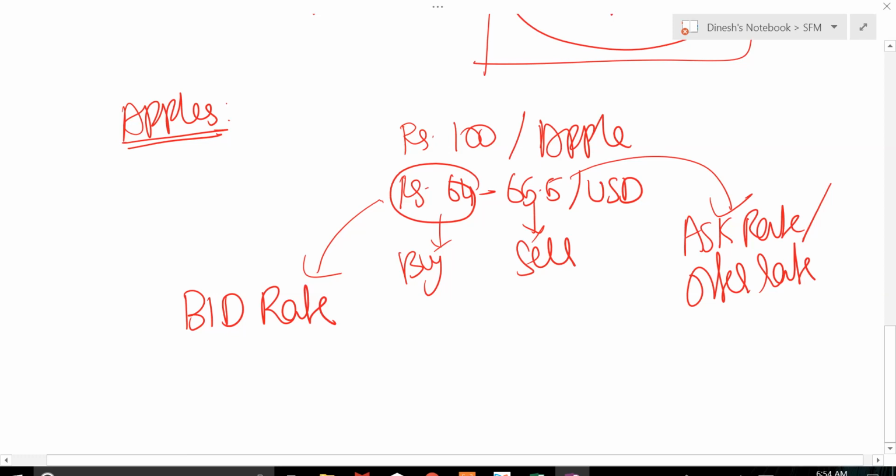The difference is called the spread. So in this case, the spread is 1.5. Technically, the profit is 1.5. Any doubts on bid rate and ask rate? Now, an average of bid rate and ask rate is called the middle rate.